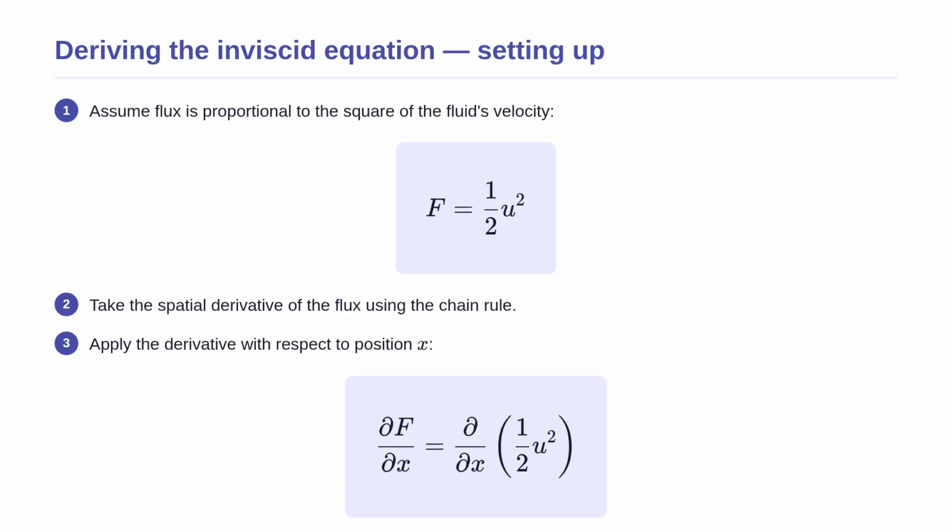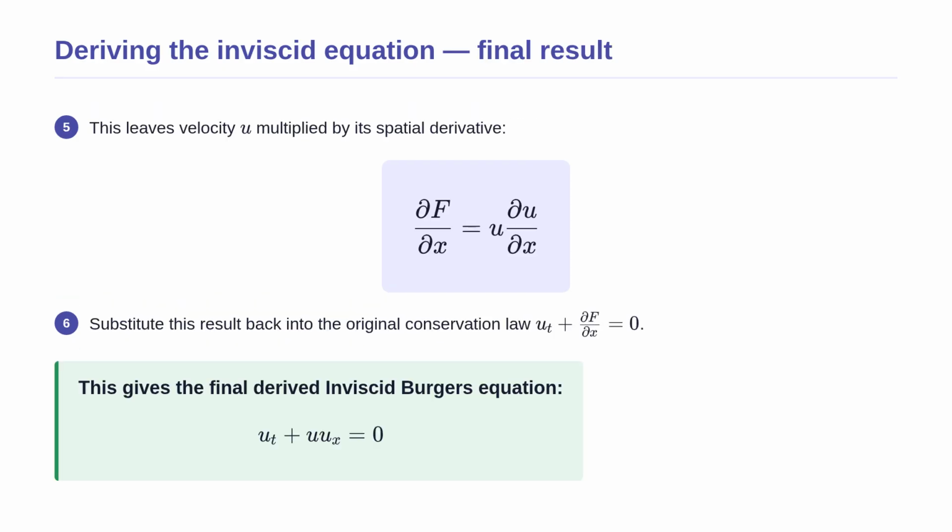To put this back into our conservation law, we need to take the spatial derivative of our new flux term. We do this by applying the chain rule from basic calculus. The derivative of 1/2 u squared brings the 2 down, cancelling the half. After cancelling the half, we are left with the velocity u multiplied by the spatial derivative of the velocity. This resulting term is the mathematical engine that drives the wave forward and causes it to steepen.